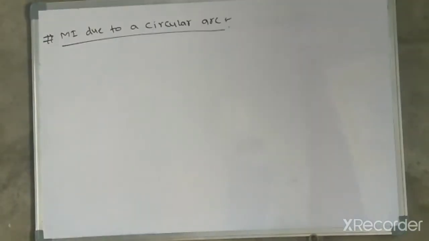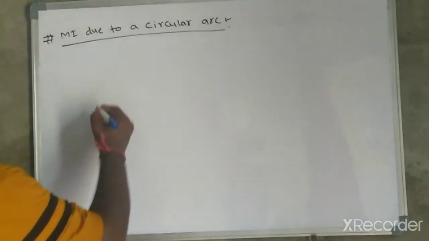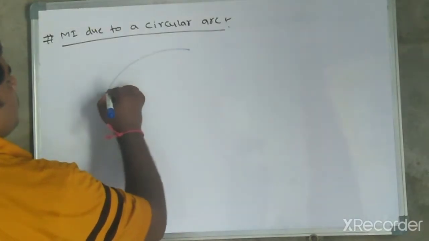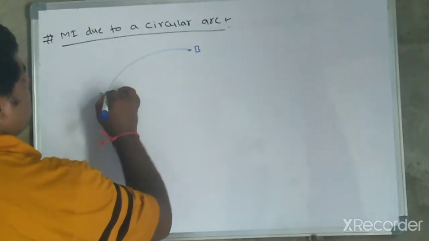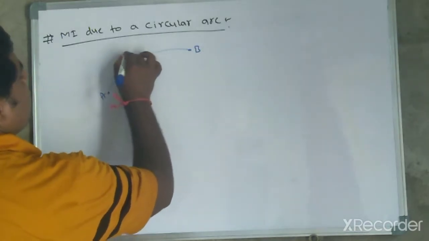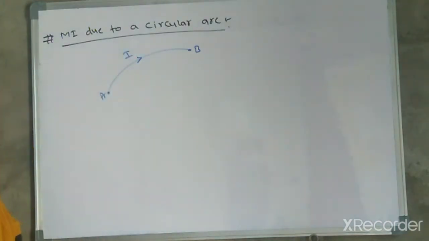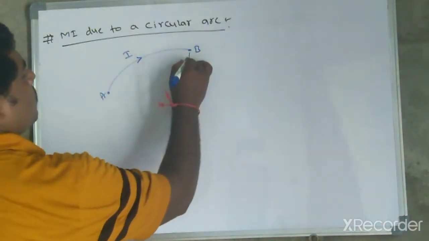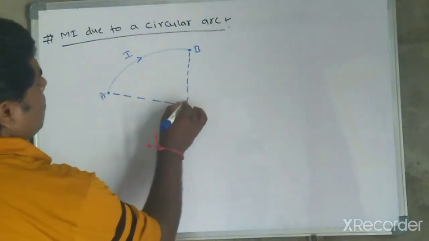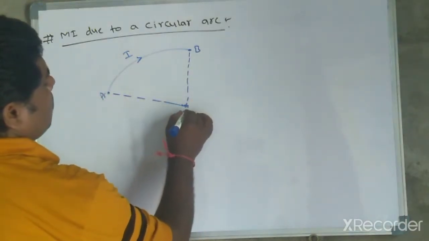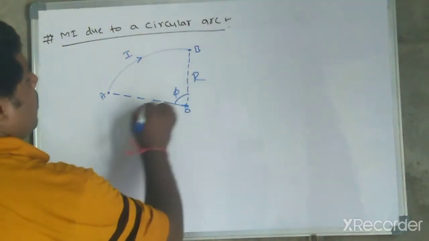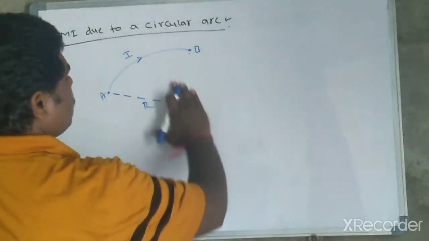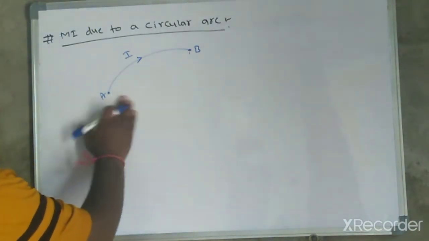So now one more application, magnetic induction due to a circular arc. Let us consider this one arc. This point is A, this point is B. The current I is moving in this direction, clockwise, and this is the center, the center point O. Here it makes an angle phi, and the radius is r.